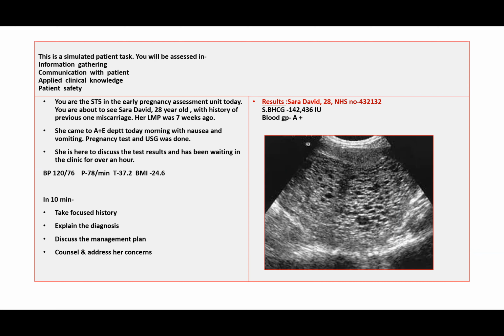Yeah, so Sarah, I have confirmed your name, age, and your NHS number on your report. This report belongs to you. According to this report, you are pregnant, but this is not a normal pregnancy.